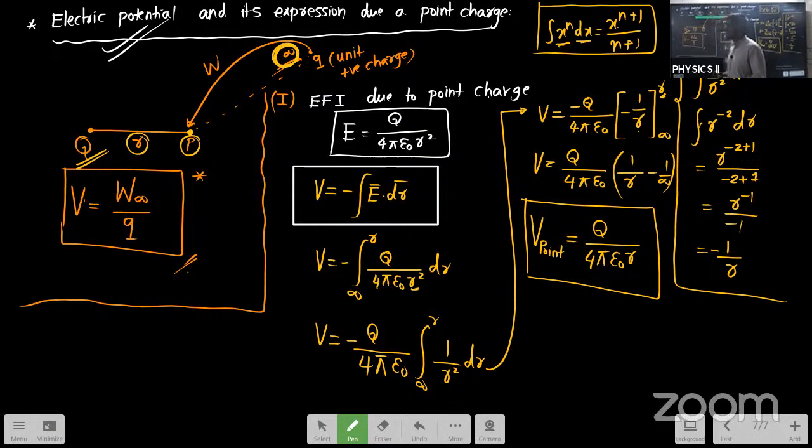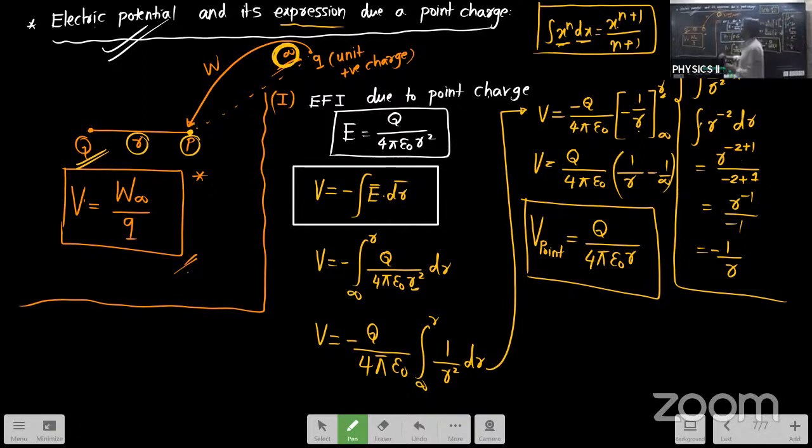What I did is, first of all, I defined what electric potential is. What is the definition of electric potential? Electric potential is defined as the amount of work done in bringing a unit positive charge from infinite distance to a particular position P. Next, we are supposed to obtain an expression for electric potential due to a point charge. So I considered the formula for electric field intensity due to a point charge. And what is the answer for electric field intensity due to a point charge? E is equal to Q by 4 pi epsilon naught R square.